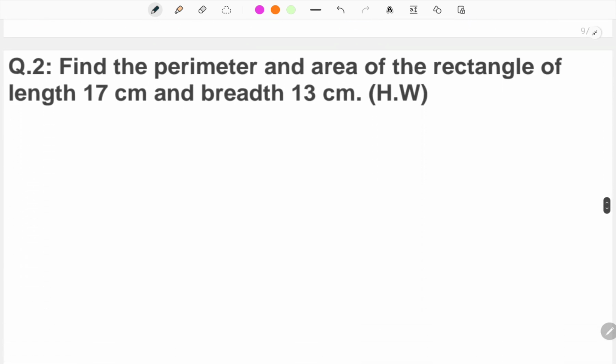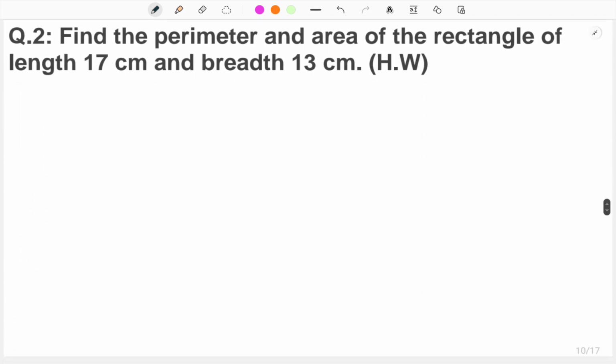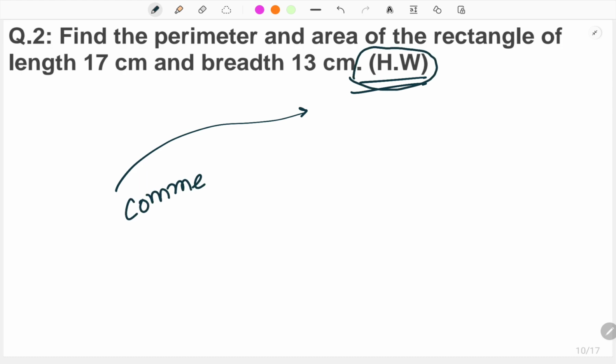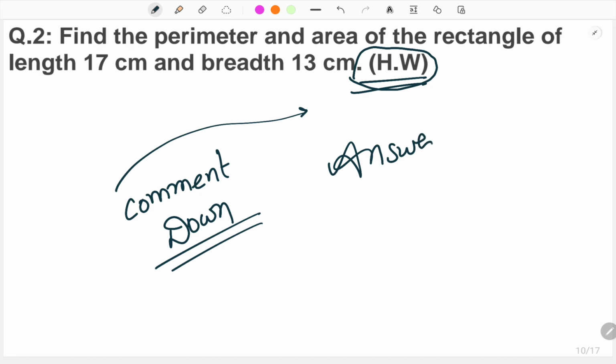Okay, moving ahead to question number 2. Find the perimeter and the area of a rectangle of length 17 centimeter and breadth 13 centimeter. Now this question is clear cut, again based upon the same formula that we have discussed before. This is the question that I am giving to you as homework. Comment down the answer in the comment section.